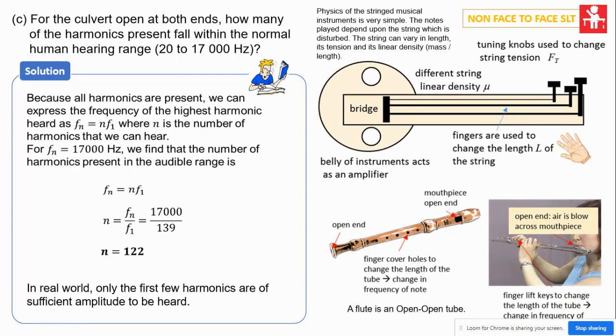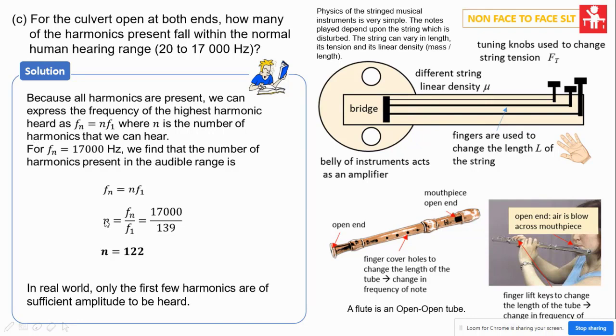For question number C, for the cover open at both ends, how many of the harmonics present fall within the normal human hearing range? So the range given here is 20 to 17,000 Hz. Because all harmonics are present, we can express the frequency of the highest harmonic as Fn equal to nF1, where n is the number of harmonics that we can hear.